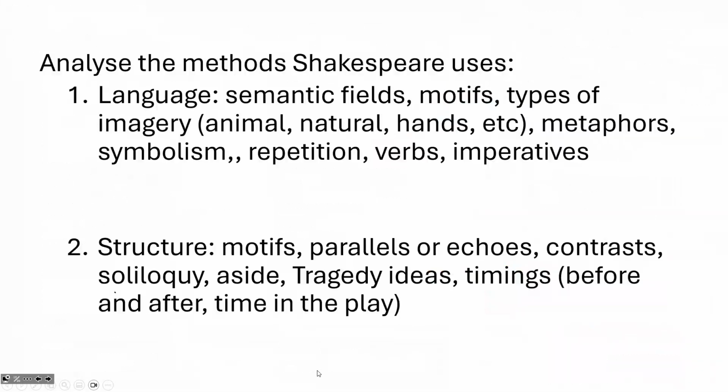How do you annotate? Well, you look for the methods Shakespeare's used, the language methods like semantic fields, motifs, types of imagery, could be animal imagery, natural imagery, hands imagery, clothing imagery, crown imagery, blood imagery, whatever. Metaphors, similes, symbolism, repetition, verbs, imperatives, but there's loads more. Pronouns, adjectives, whatever it may be. So analyze the language choices.